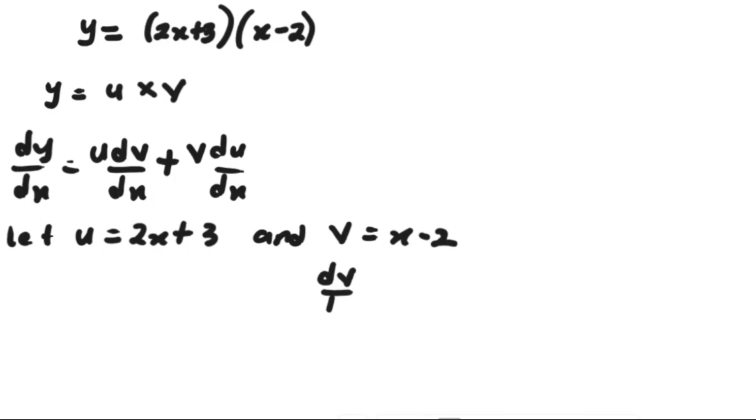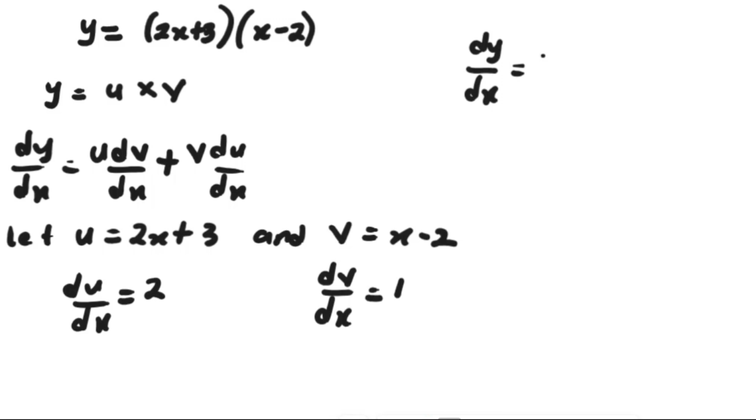The dv/dx will give us, if you differentiate x, you get 1. If you differentiate minus 2, you get 0. Now, if u is equal to 2x plus 3, our du/dx will give us, if you differentiate 2x, you get 2. If you differentiate 3, you get 0. So our du/dx is equal to 2 and our dv/dx is equal to 1. So applying the formula, dy/dx is equal to u dv/dx plus v du/dx.